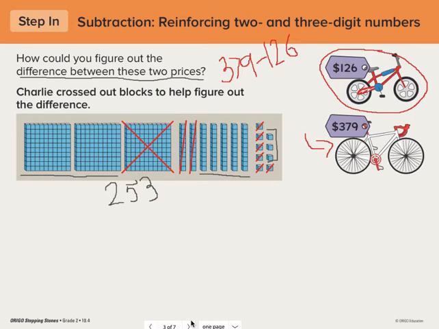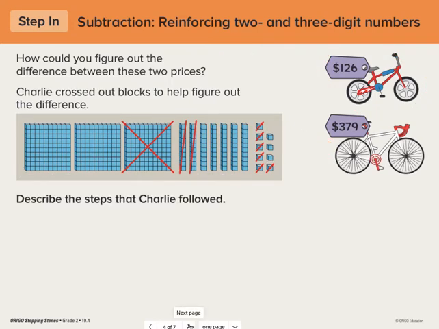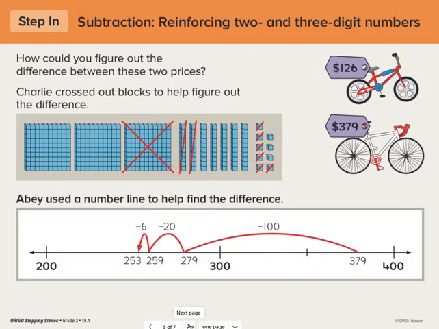Okay? It's really important when we draw out the blocks and cross out these blocks and figure out what's left over that we know what we're doing. So we know what each step of the problem represents. Abby used a number line to help find the difference. Okay, so let's look at our number line.